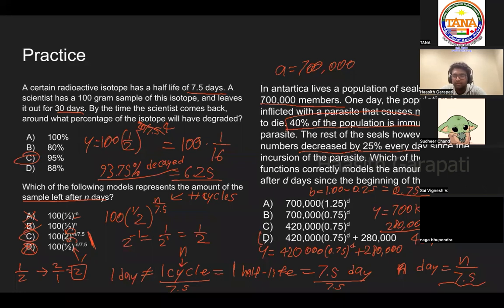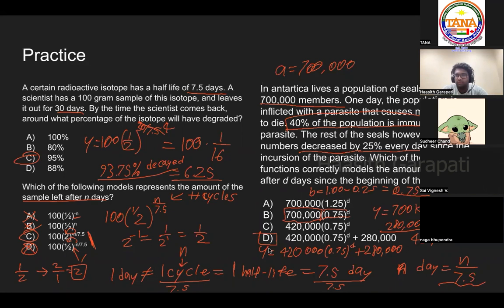That's therefore D is going to be the correct answer. A is wrong because it has the wrong change factor. B is wrong because it's considering the entire population. You see how the decay factor is connected to the whole 700,000 population? That's incorrect because remember we said 40% of them are immune, so we can't apply decay to the entire population.